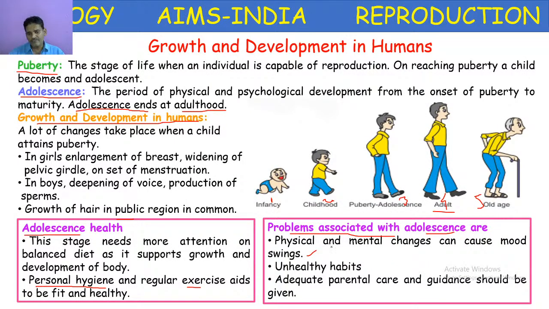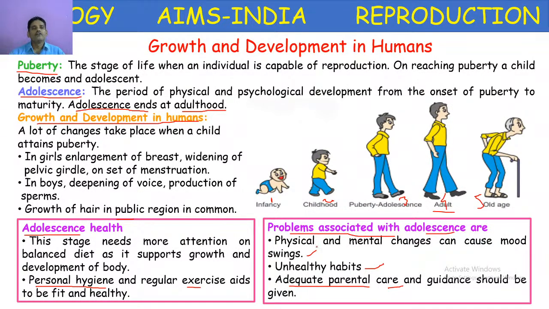Means at the adolescence age, most of the children will form peer groups, same age groups, and give a lot of importance to the friends rather than parents. Okay, that's why unhealthy habits may be learned if they are guided wrongly by the peer group. So adequate parental care is required. Means more parental care is required, and guidance should be given to this adolescent child.